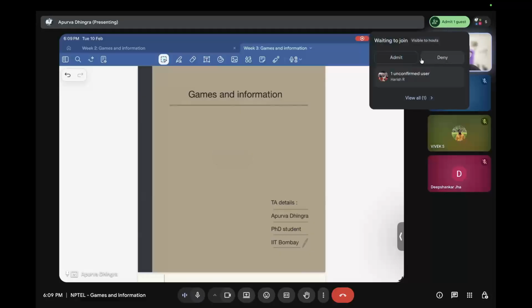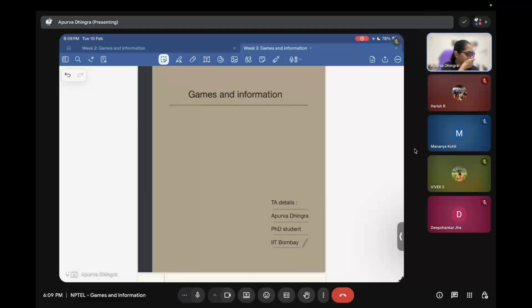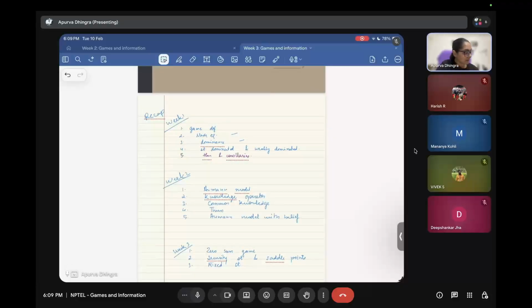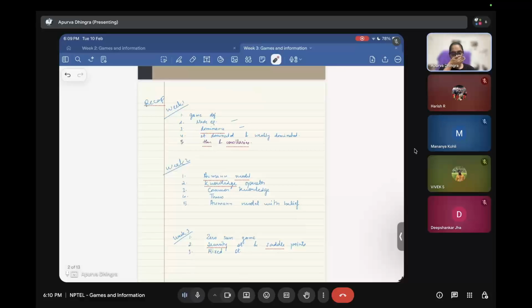Okay, so let's get started. In the last two sessions, we talked about very simple things. We started by talking about what a game is and what a Nash equilibrium is, the concept of it. We talked about dominance, dominated strategy, dominant strategy, and how that idea can be used to find the Nash equilibrium, if it exists, in a particular game.